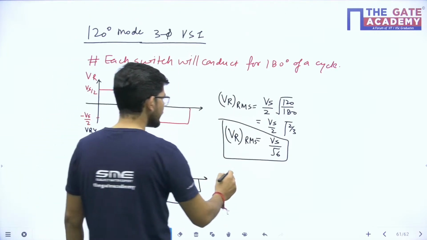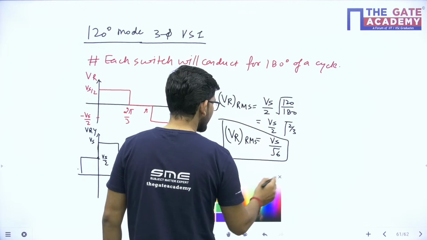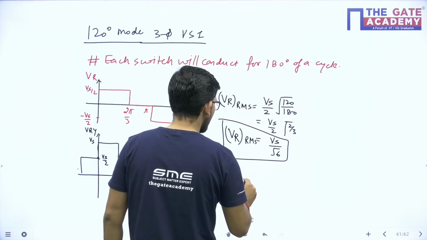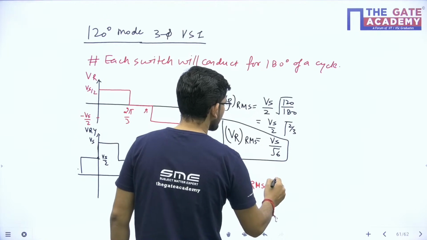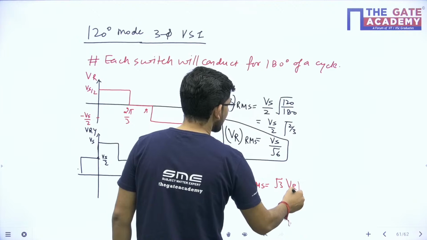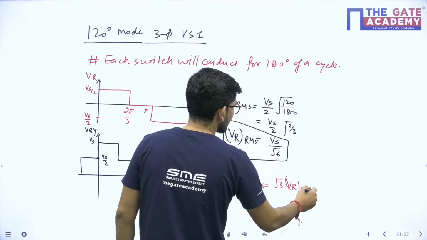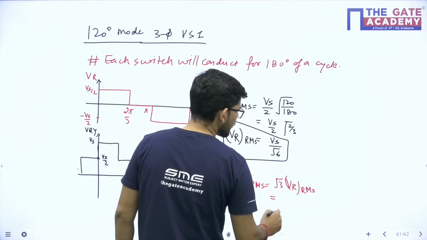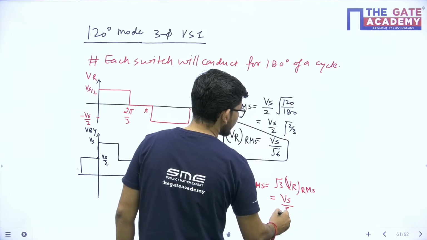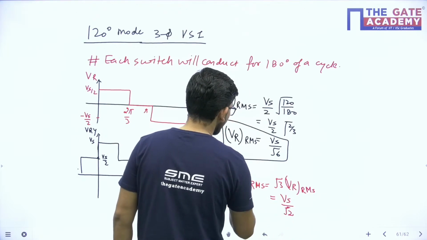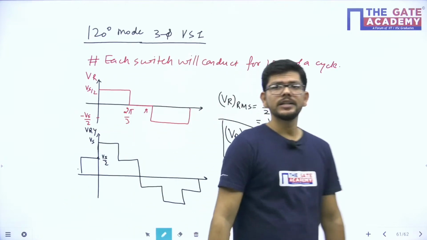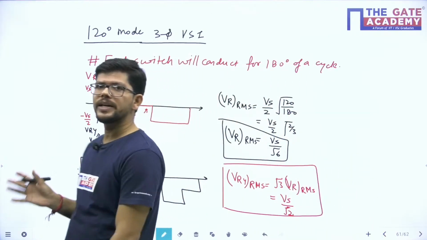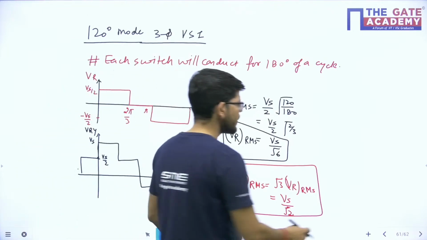Now tell me what will be the value of line voltage. So VRY RMS will be equals to root 3 times VR RMS, and then this will be equals to Vs upon under root 2. So this is the value of line voltage that you can obtain here. So this is the way how we can obtain the phase voltage and line voltages here.